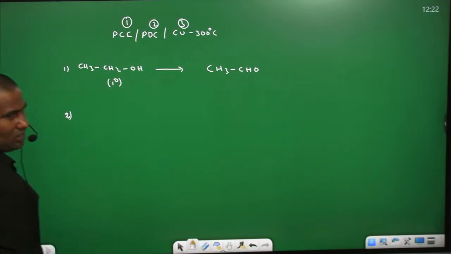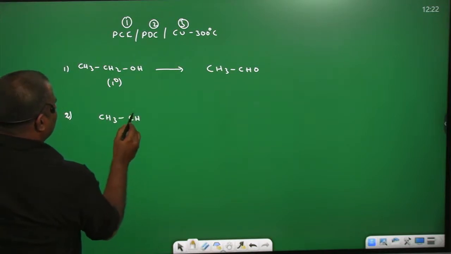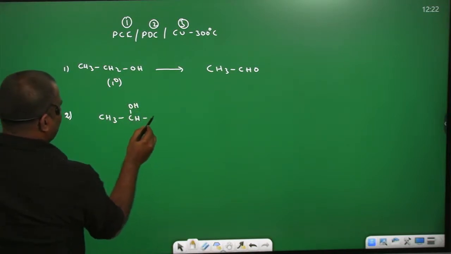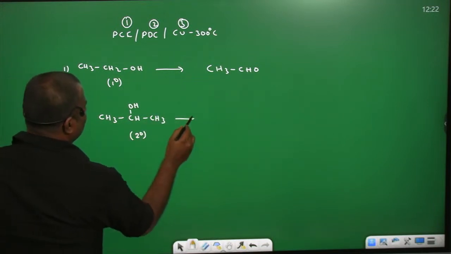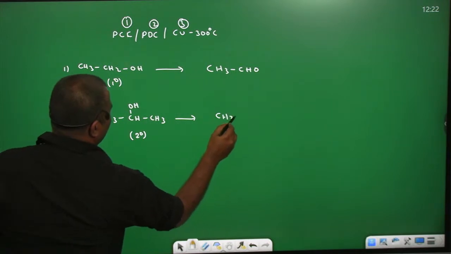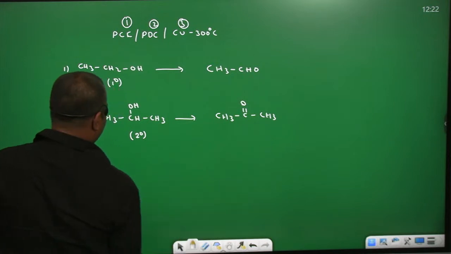Whereas secondary alcohols you can take. Secondary alcohols means CH3CHOHCH3. By using these reagents, it can convert into CH3COCH3, C double bond O, which is a ketone.